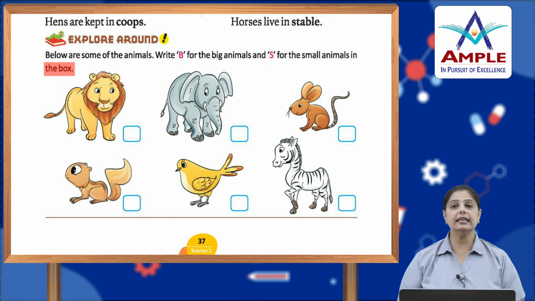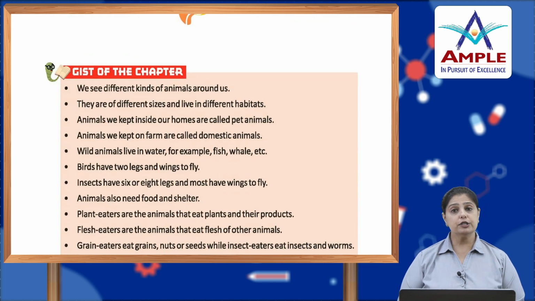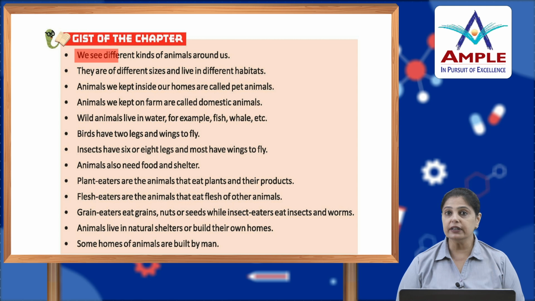Now, let us see how much you followed this chapter about the animals and the different types of animals, the food that they eat, the place that they live in. Okay. So, let us look at the gist of this chapter now. We see different kinds of animals around us. They are of different sizes and they live in different habitats.